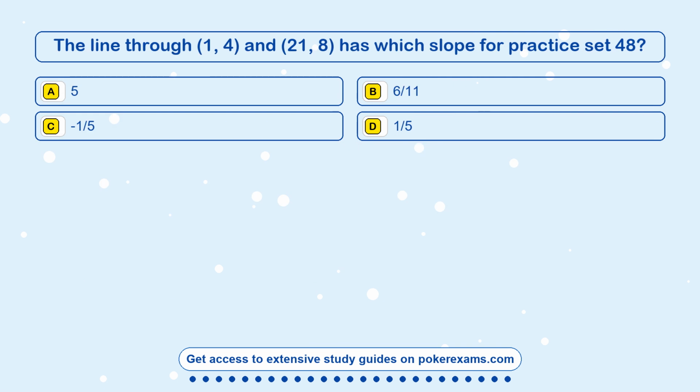Question 13. The line through (1, 4) and (21, 8) has which slope for practice set 48? Option A, 5. Option B, 6/11. Option C, minus 1/5. Option D, 1/5.